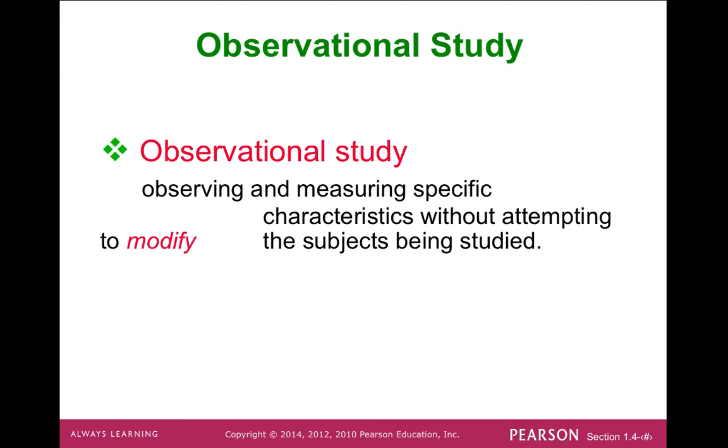So for instance, we've seen maybe examples of psychological studies where they put a box in the middle of the room and say, don't touch the box, and then they put a whole room of children in there, and then they see how the children react to the mystery box. That's an observational study. They are simply watching and measuring specific characteristics, but the researchers themselves don't attempt to interfere at all with the subjects being studied.